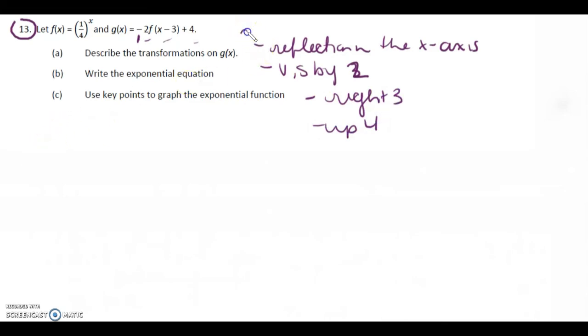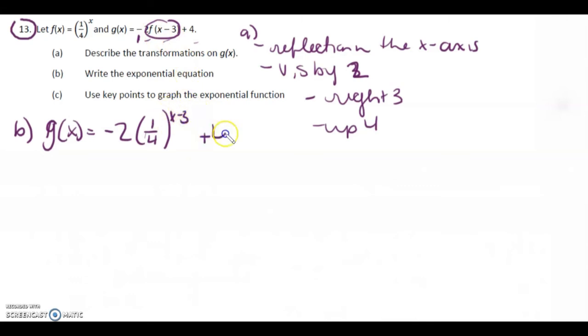Okay, so this is part A. So our equation, when we substitute, basically we're putting the function right here. We can call it g of x actually. Let's call this g of x equals -2, and I'm going to put the function here, (1/4), and then this x minus 3 goes to where the x would be, and then plus 4.